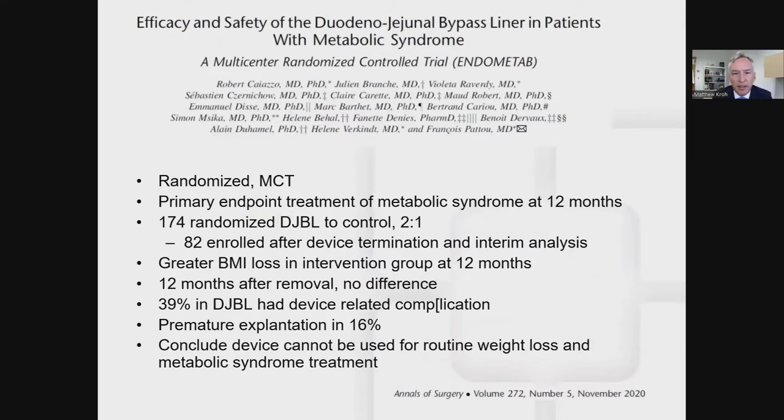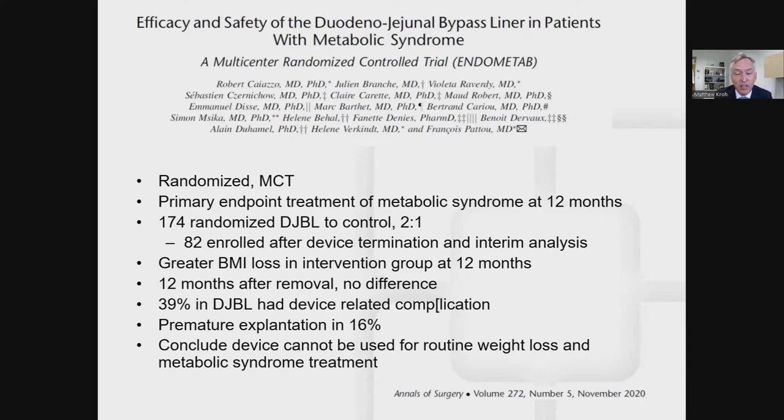However, these are not without side effects as well, and we have to also carefully look at efficacy. This is looking at a randomized multicenter trial, the primary endpoint of metabolic syndrome at 12 months with randomization 2-to-1 to control. There was a greater BMI loss in the intervention group at 12 months, but at 12 months after removal, there was no difference.